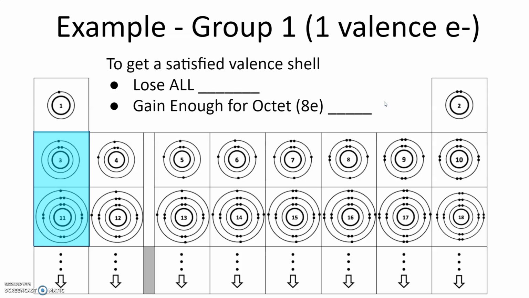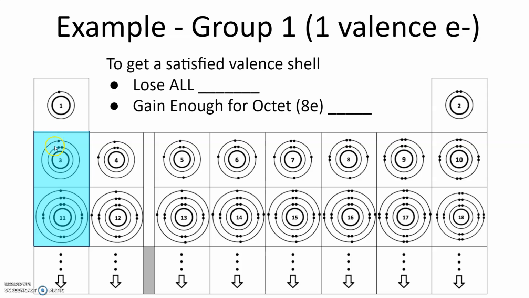So let's take a look at an example of how we can use our understanding of the key ideas of atoms wanting to either lose or gain electrons to get a satisfied shell or octet. We're going to start with a group 1 element. For group 1 elements, we're only going to focus on lithium on down. We're not focusing on hydrogen because remember its valence shell is the first shell, which is satisfied with 2. So we'll look at that later.